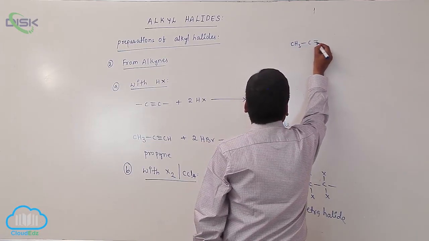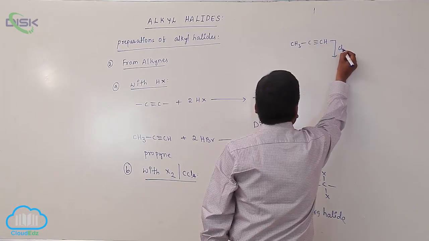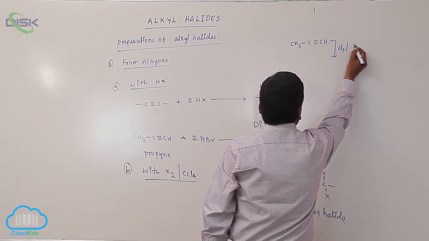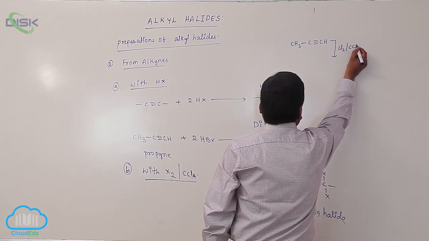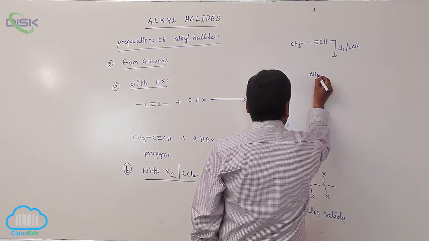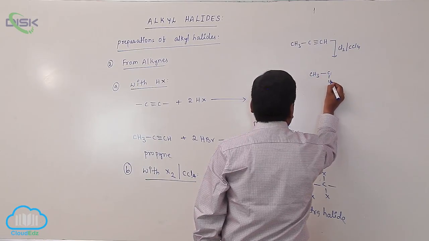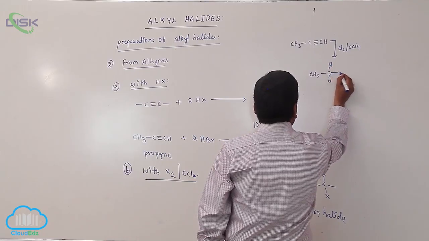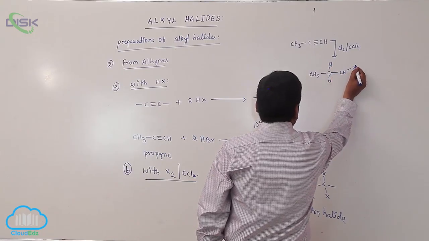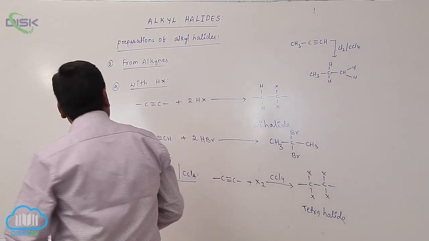For example, when propyne reacts with chlorine in presence of carbon tetrachloride, it forms Cl, CH, here is also Cl, and like this. So these are, which one? Tetrahalo compound.